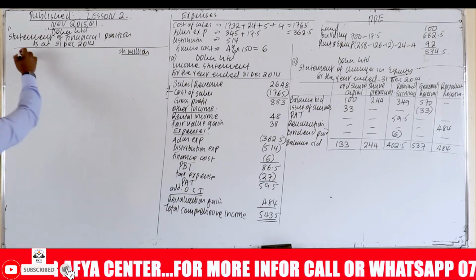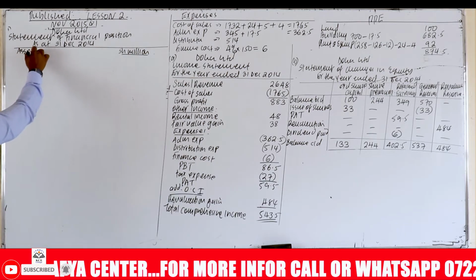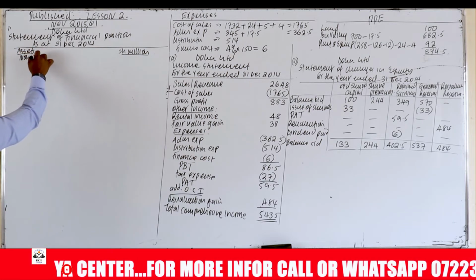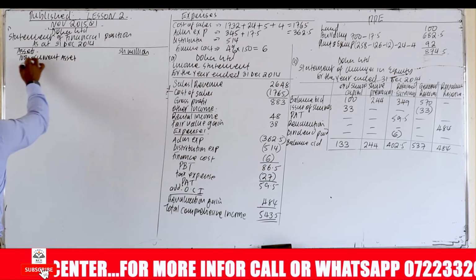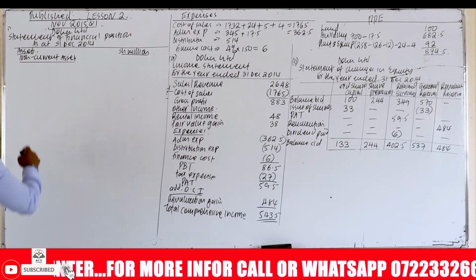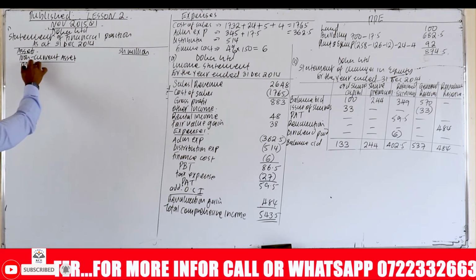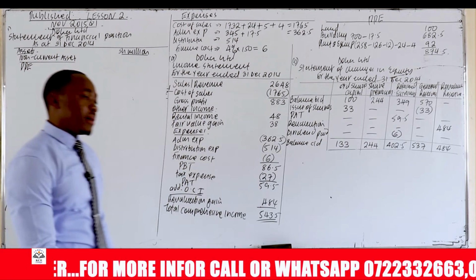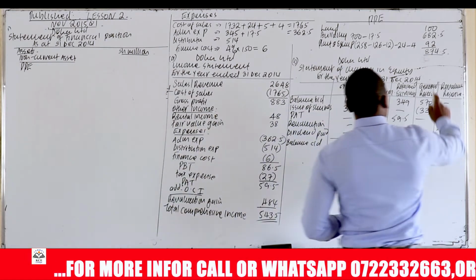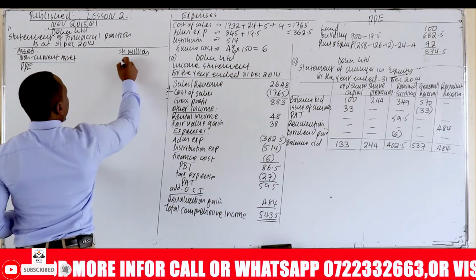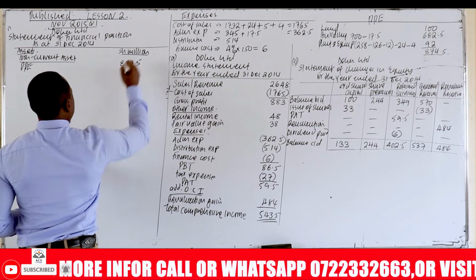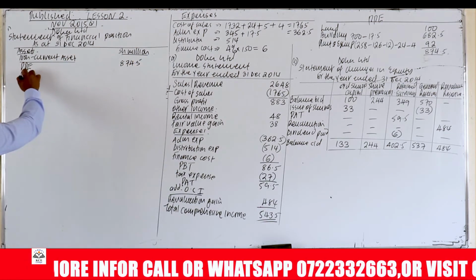So we start by recognizing the assets. And for the assets, we have the non-current assets and the current assets. So to the non-current assets, number one, we have PPE. PPE, here we have the amount. For PPE, we have 874.5. Then there was investment property.